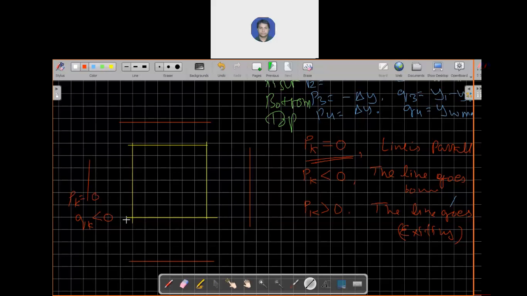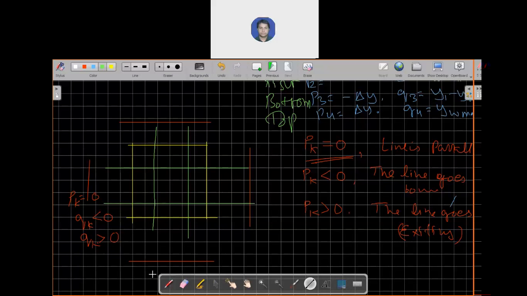Okay, and if pk is 0 and qk is greater than 0, meaning some positive number, then it shows the line is passing parallel to the window. It is clear: if pk is 0 and it is passing through your clip window, the line may be in any of these positions. If qk is negative, it means it is completely outside. If qk is greater than 0, it means it's passing through your clip window.